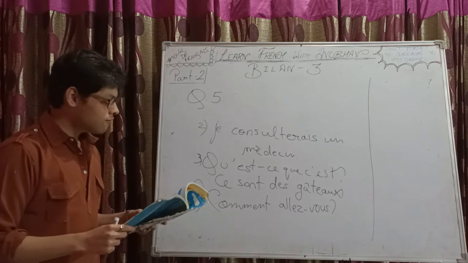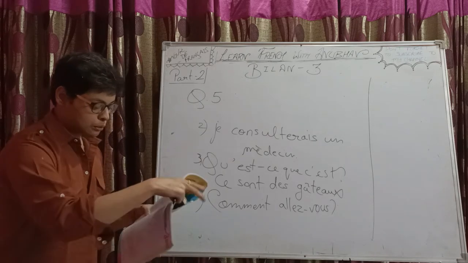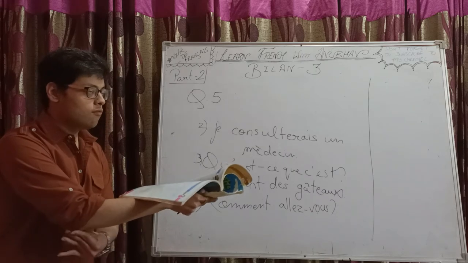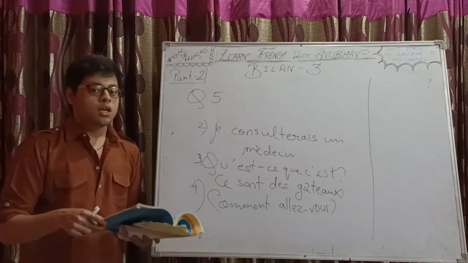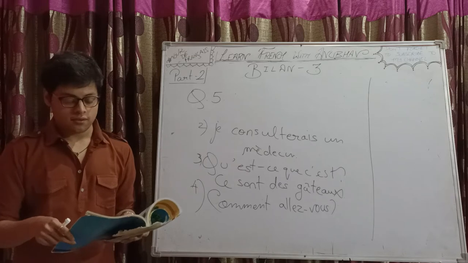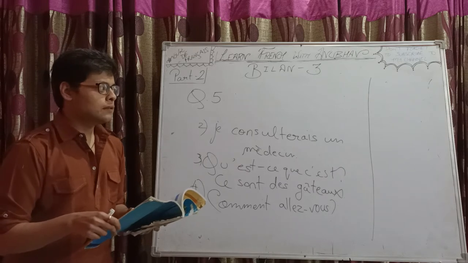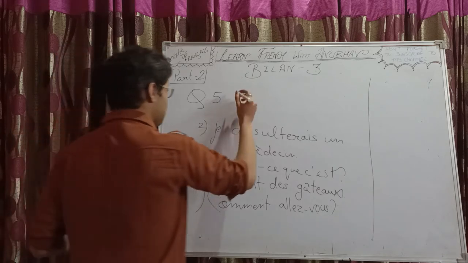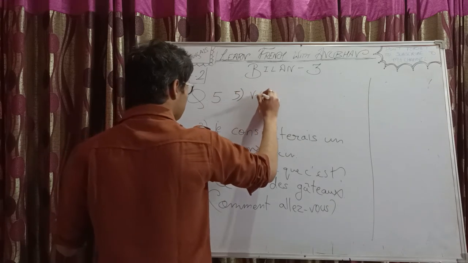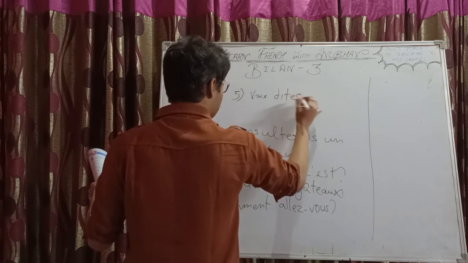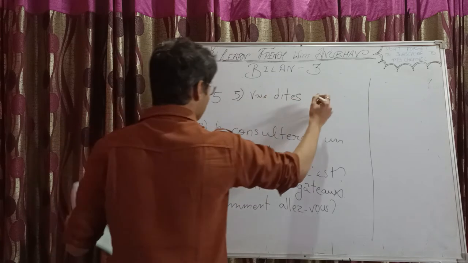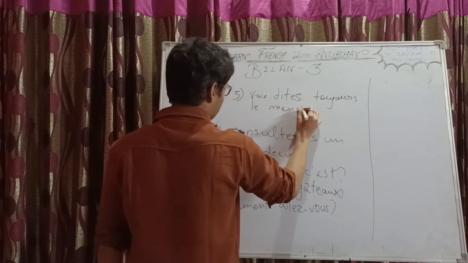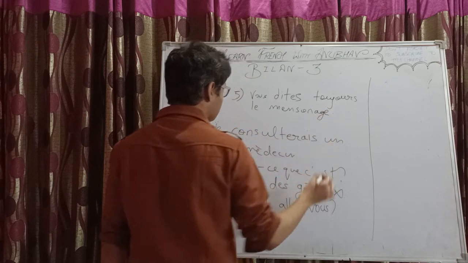So what do we have in the fifth one? Vous dites toujours le mensonge. Mensonge is a lie, okay. So you always say a lie. So dire is the verb. The conjugation in the question which you are given is D-I-T-E-Z, but it's actually D-I-T-E-S. So the correction here would be: vous dites, with an S, no Z. Toujours le mensonge, it would be the same. Okay, so, question 4 is done.